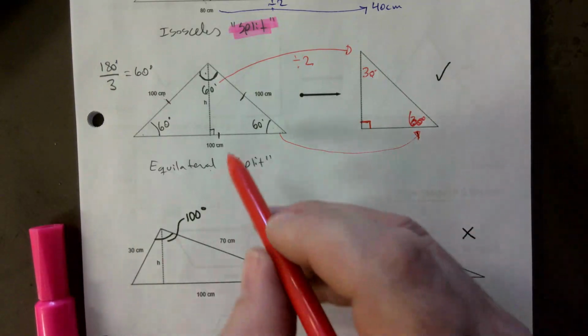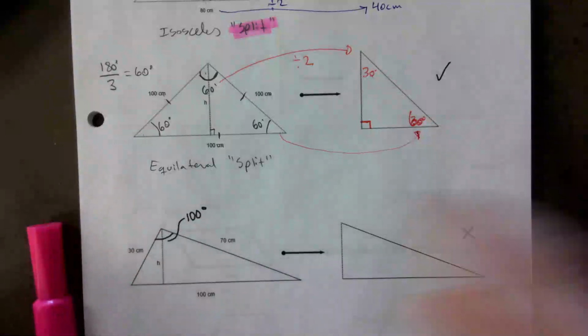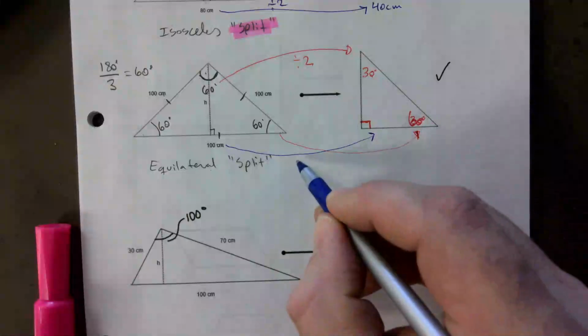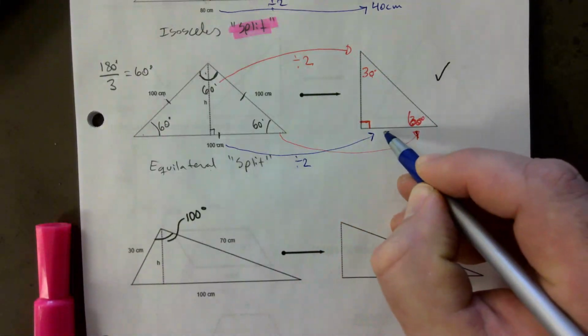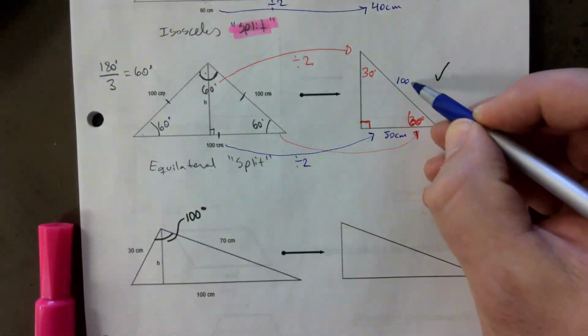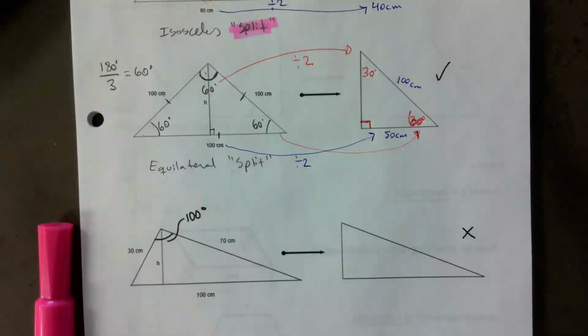Okay. And this 100 gets split in half as well. The 100, you split that in half, so this is 50 centimeters. The 100 stays, that just stays, nothing changes there. And boom, you've now got a triangle there that you can possibly work with.